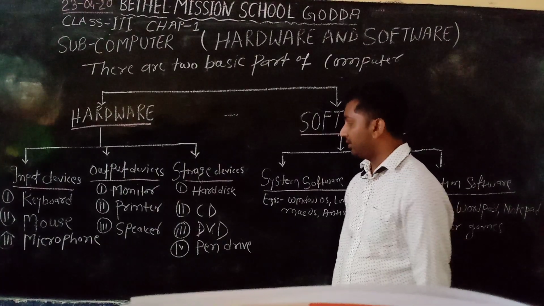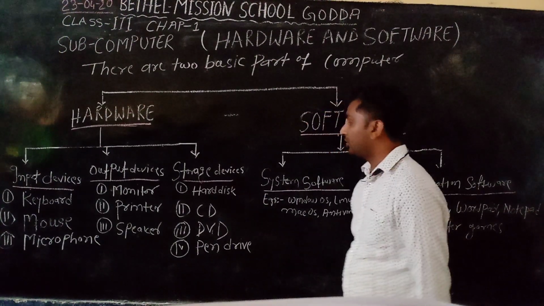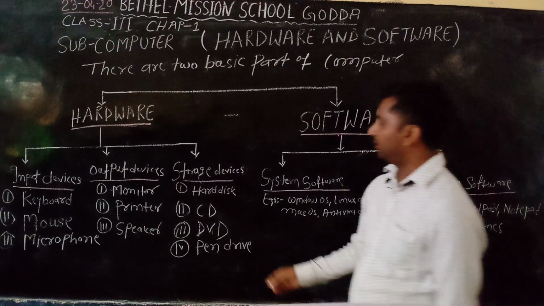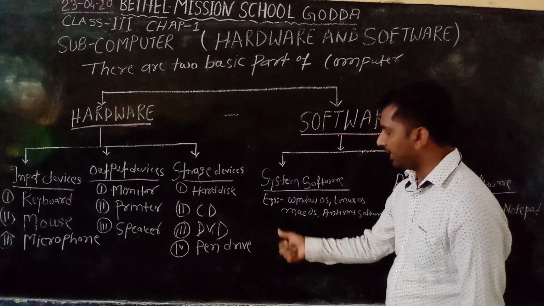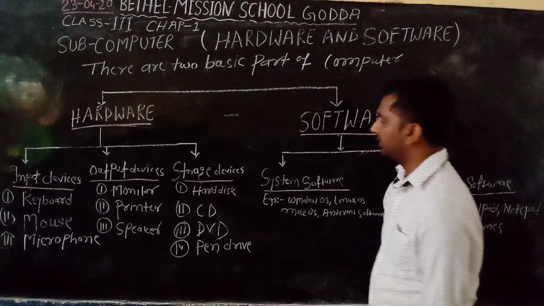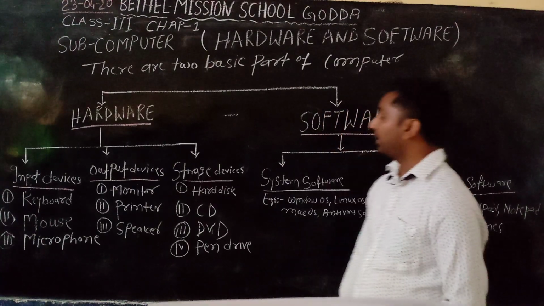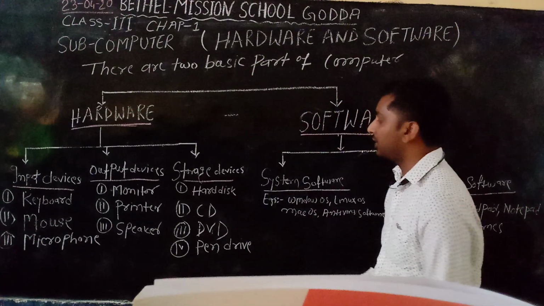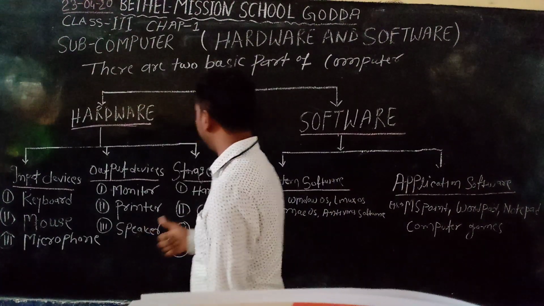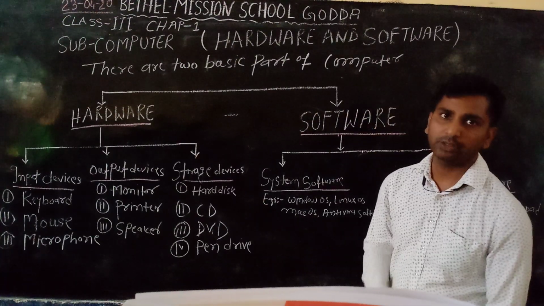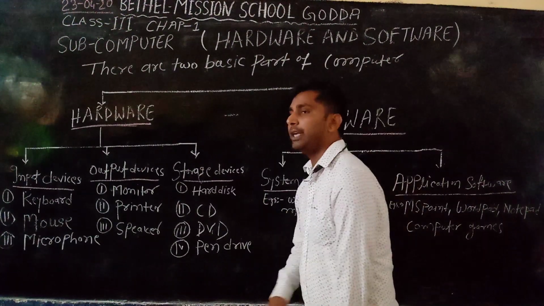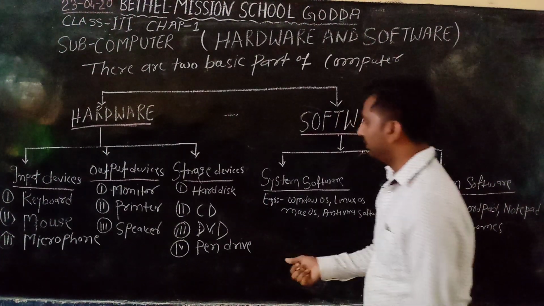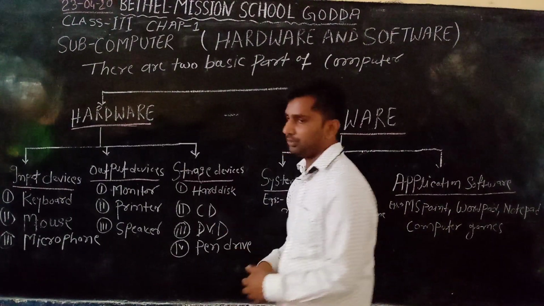Now, third one is storage device. What is a storage device? Storage devices are used to store data in computers. Hard disk, CD, DVD, pen drive. These are storage devices. Hard disk. What is a hard disk? Hard disk is a storage device. It is already placed inside the CPU box. It stores data. Store data into the hard disk.